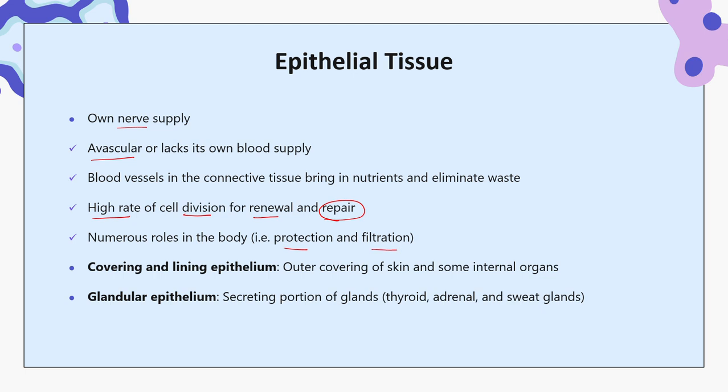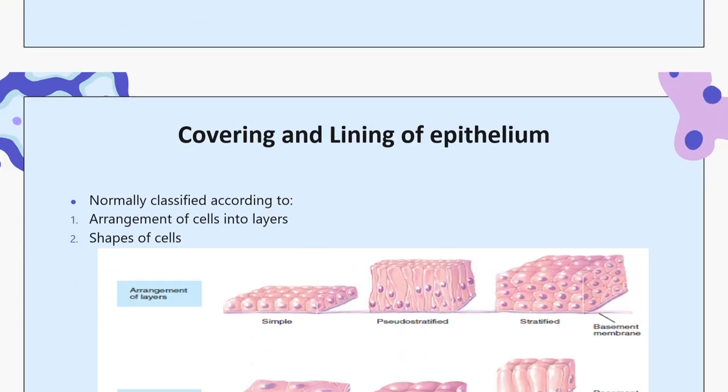Now this epithelial tissue can be divided according to its presence. For example, it is classified as covering and lining epithelium, and second, glandular epithelium. Covering and lining epithelium means they cover the internal and external body organs. And glandular epithelium is present in different glands of the endocrine as well as exocrine system, and is important for the secretion of different kinds of hormones.